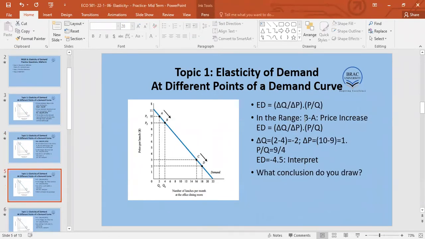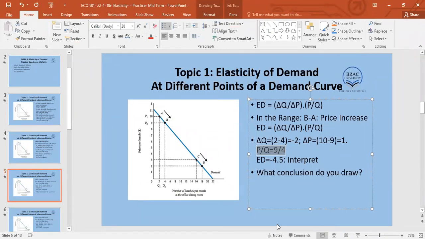What about a price increase? If we moved from B to A, del P and del Q would remain the same in magnitude, right? We have established that. Del Q is now minus 2. Why? Because the direction has changed. Del P is now plus 1. Why? Because the direction has changed. What is P by Q? Does everybody see P by Q as 9 by 4 as we move from B to A? Yes, sir. 9 by 4.